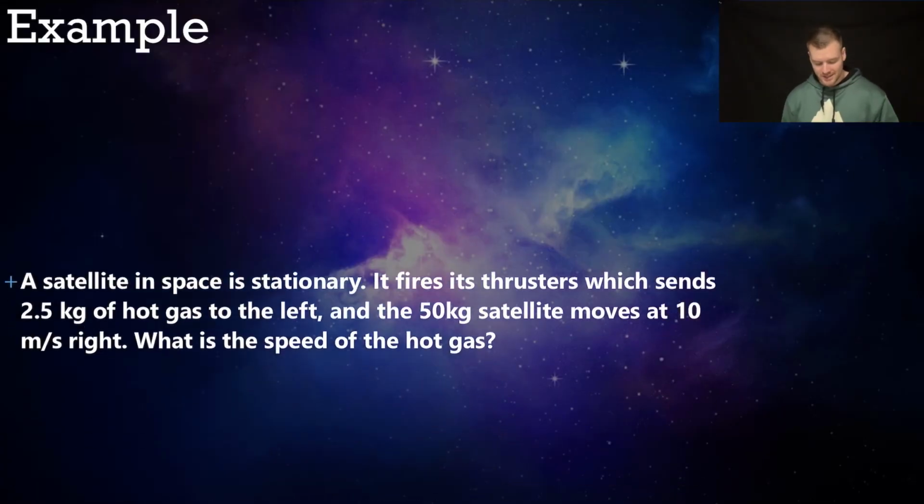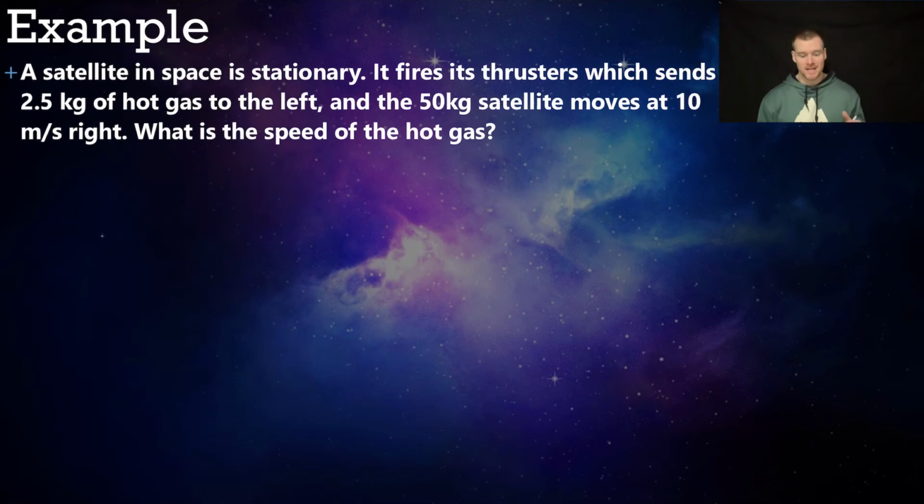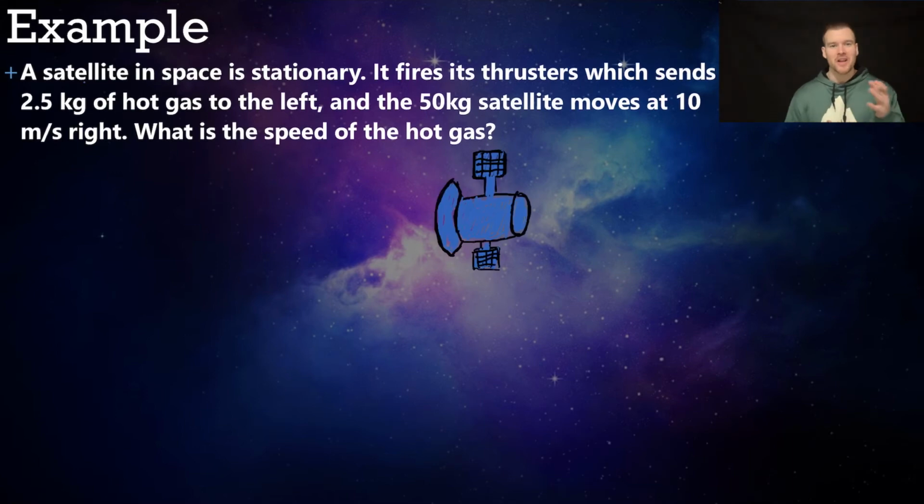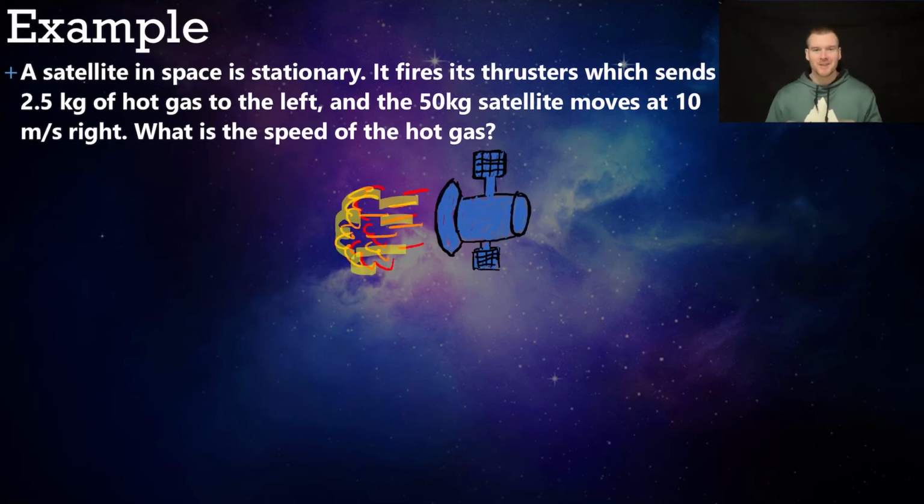Okay, so this first example is that a satellite's in space and it is stationary. And it fires its thrusters and it sends 2.5 kilograms of hot gas to the left, and the 50 kilogram satellite moves at 10 meters per second to the right. What is the speed of the hot gas? Okay, so let's start with our satellite right there, and now let's put the hot gas right there coming out the back of the rocket.